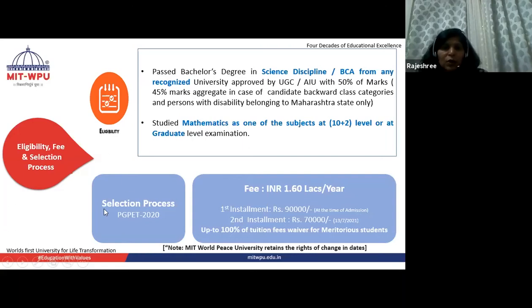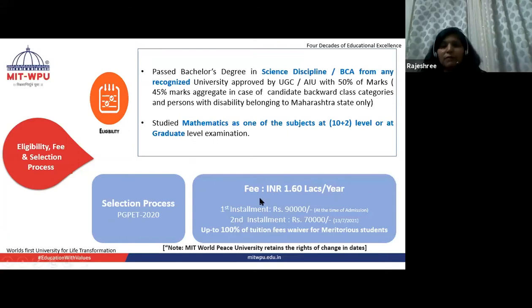Selection process: how will you be selected? Is there an entrance? Yes, definitely. There is an entrance examination conducted by MIT-WPU, called PGPET. This entrance examination is followed by a personal interview. The online PGPET is of 100 marks and the personal interview is of 50 marks, so a total of 150 marks will be considered for your selection. Selection will be based on the merit list generated from the PGPET examination and personal interview.